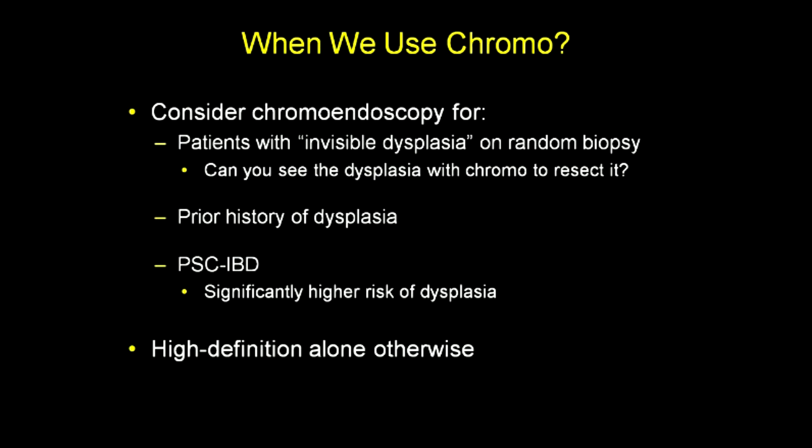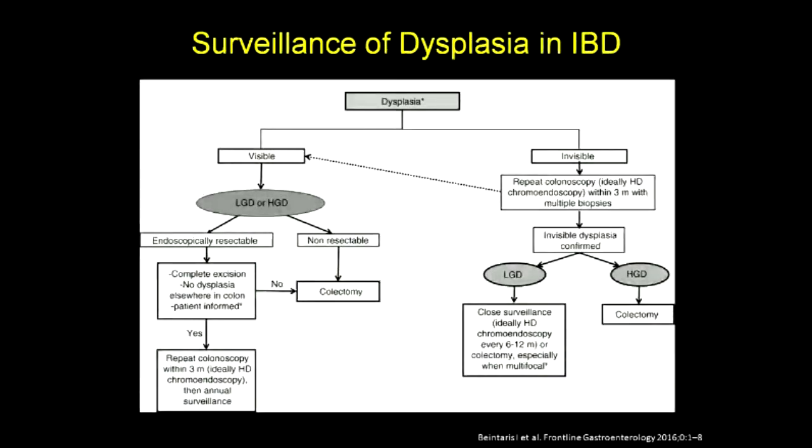Otherwise, you're getting just high definition. And importantly, we're using high def at University of Colorado on all of our patients. So we don't have to order the chromo endoscopy, the GI doc will make a decision based on their history. It adds a lot of time to the procedure, so we can't do it on everybody, even from just a practicality standpoint.